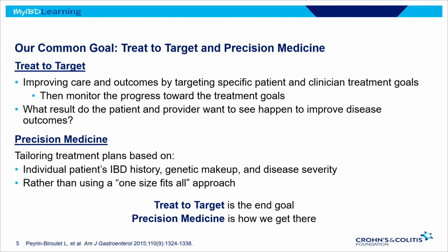So our common goal is to treat to target and precision medicine. Treat to target includes improving care and outcomes by targeting specific patient and clinician treatment goals, then monitoring the progress towards the treatment goals. What results do the patients and providers want to see happen to improve disease outcomes? Precision medicine is sort of how we get there, tailoring treatment plans based on individual patients' IBD history, genetics, and disease severity, rather than using a one-size-fits-all approach.